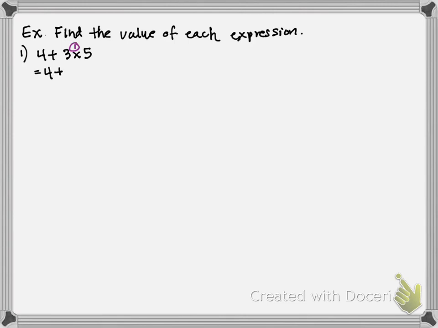So I get 4 plus, and then 3 times 5 is 15. Great. So then I go back. Do I have any more multiplication or division? Nope. I've got one operation. It's adding here. And so I'm going to go ahead and add, and I get 4 plus 15 is 19.